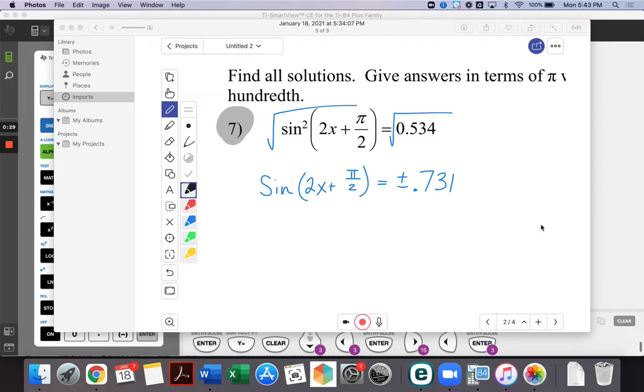2. So as you can see here, I took the first step of taking the square root of both sides. So I was left with the equation sine of 2x plus pi over 2 equals plus or minus 0.731. So now that I have this, I'm not super comfortable when I see these ugly decimals here. So what I want to do is grab my graphing calculator and try to solve using that.